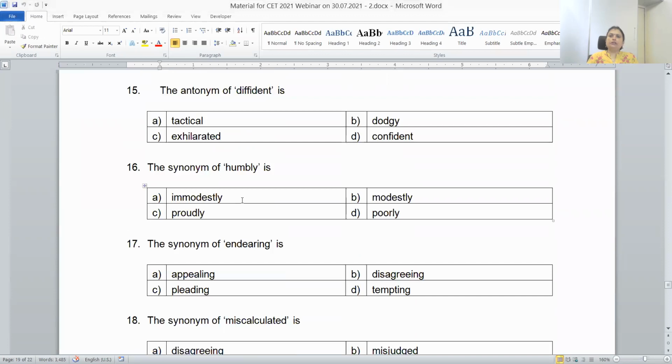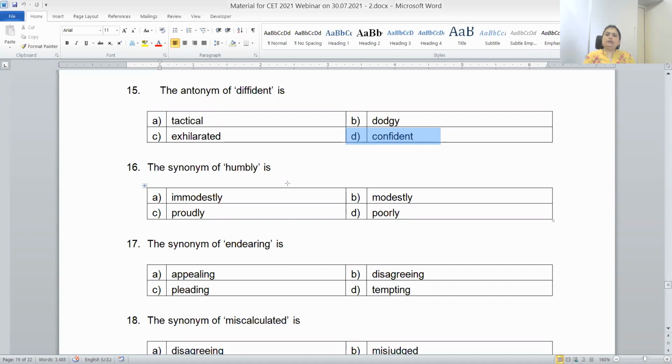Option C. Number 15. Children, the antonym of diffident. Sorry, I cannot tell you the meaning of diffident. You get the answer immediately. Children, the antonym of diffident is confident. Option D. So obviously now you will know what diffident means. When you are low in confidence, okay? Not very confident of yourself.